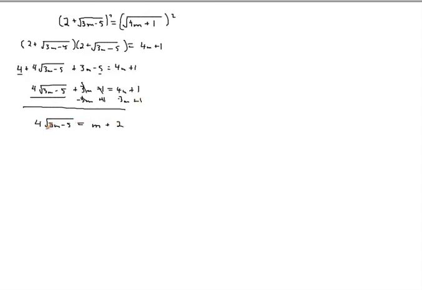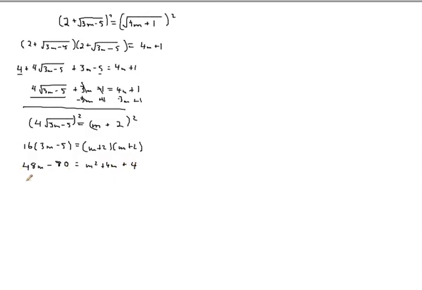So now, since our main purpose is to solve for m, we need to get rid of that square root sign. We're going to square both sides again. So, well, 4 squared gives us 16, and squaring the square root sign gets rid of the square root sign, so it's going to be 3m minus 5. And again, we'll state all the factors, so m plus 2, m plus 2. And now let's expand all these factors out. So 16 times 3m gives us 48m, and 16 times negative 5 gives us negative 80. When we expand out, that's going to give us m squared plus 4m plus 4.